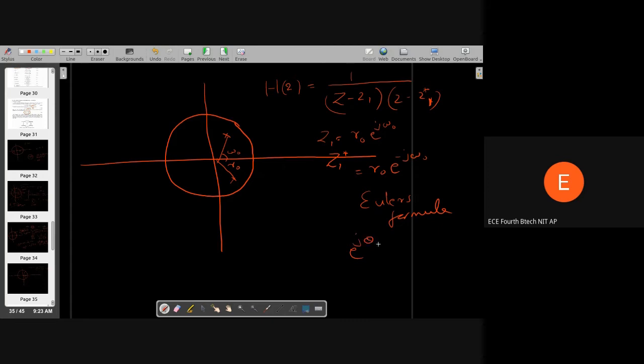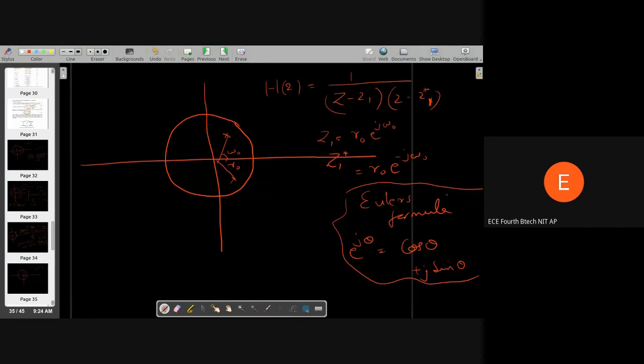e to the power j theta equals cos theta plus j sin theta. So using that, you can represent any complex number in this form. So that's all. Now look at what it is. Now let's try from the Z transform.